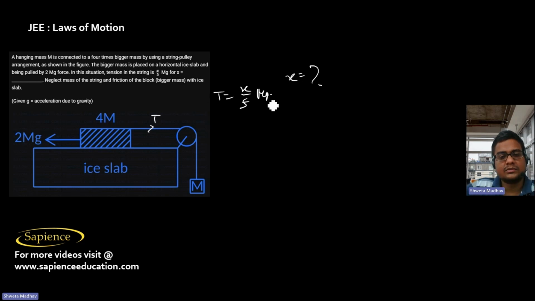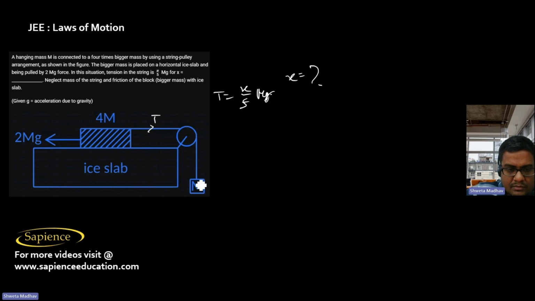X should be how much? The tension is x by 5 mg for x equal to how much? And then it is told to neglect the mass of the string and the friction of the block with the ice slab. So here actually we have to find how much the tension force is.